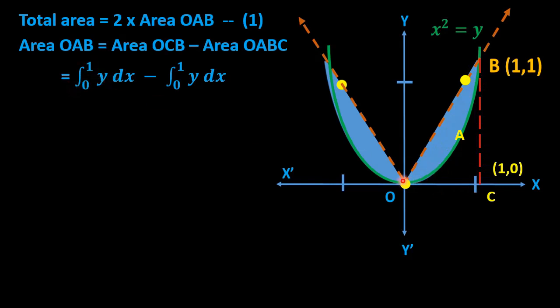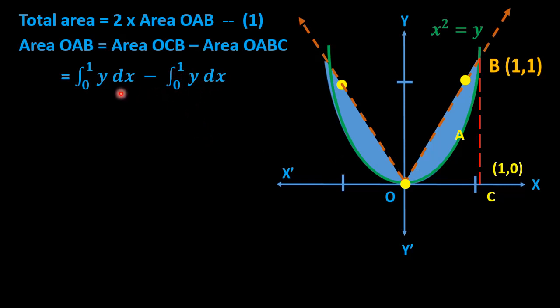We are integrating along the x-axis taking a vertical stripe, then minus the area OABC. OABC means this black area is related to the curve, the parabola. So here also we have to take the vertical stripe starting from 0 till 1. So the lower limit will be 0, the upper limit 1, and y dx.